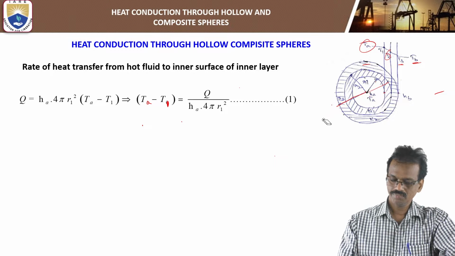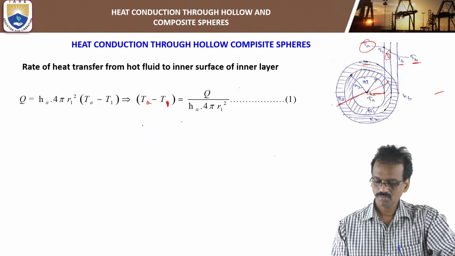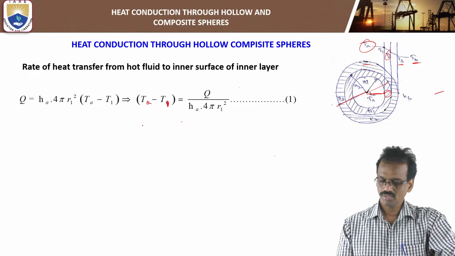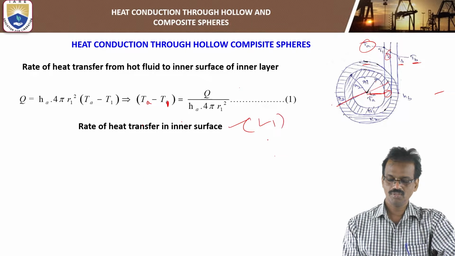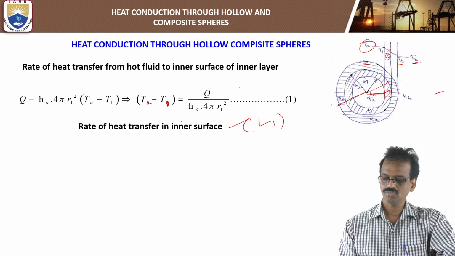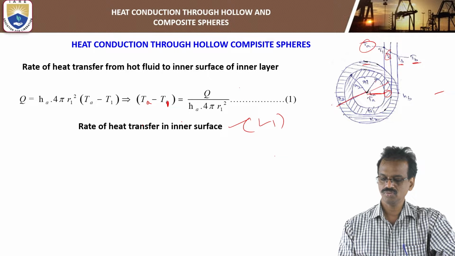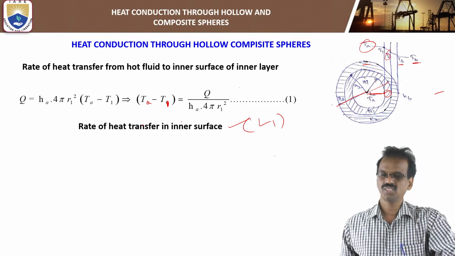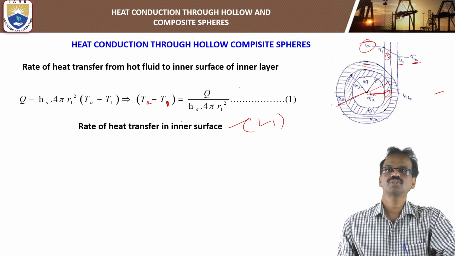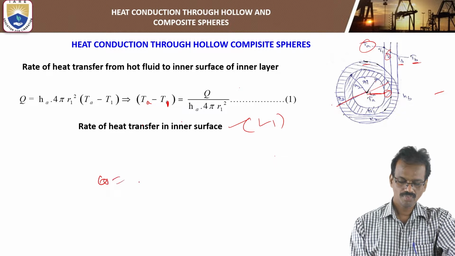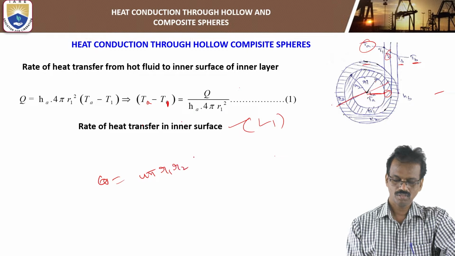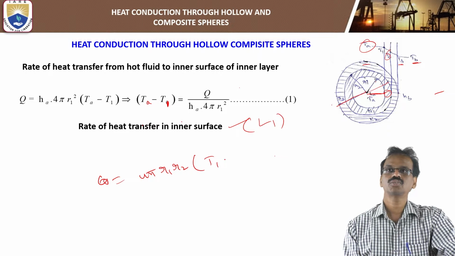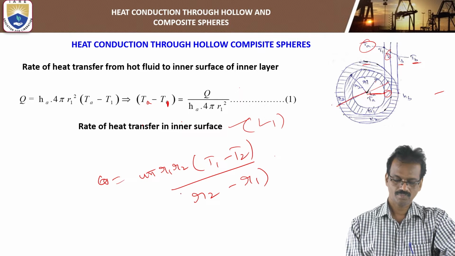Next, this was the convection principle, the rate of heat transfer taking place. Then the conduction principle, it means the rate of heat transfer in layer 1. The temperature decreases from T1 to T2. You know the formula for conduction that we derived in the previous slides: Q is equal to 4 pi, with radii R1 and R2, so R1 R2 into the temperature difference T1 minus T2, by R2 minus R1. So this is the formula.